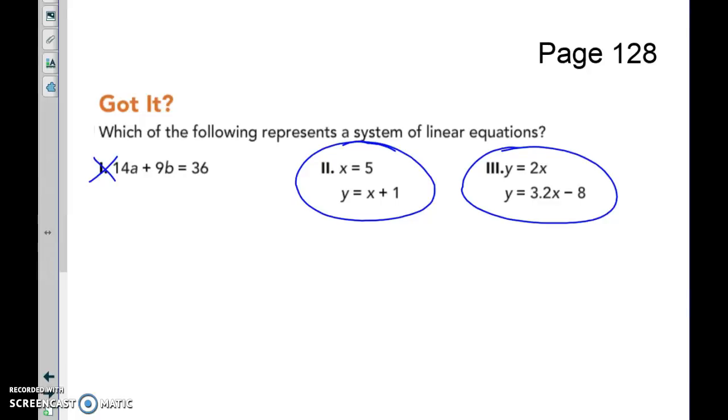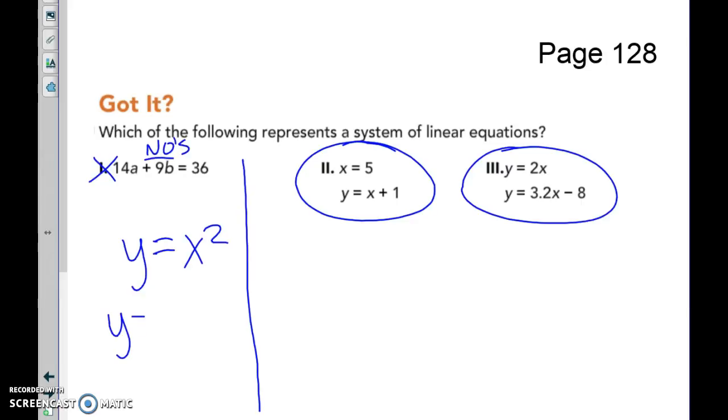Some notes you want to make here. If you ever see an exponent, so let's say you see y equals x squared, this is not a linear equation. So these are all no's right here. Also, you can't have anything where maybe there's an x times a z. So anything where 2 variables are multiplied is not a linear equation. We want to mainly look for y equals mx plus b in these, or y equals mx, or even an x equals. Those all fall under the linear equations.